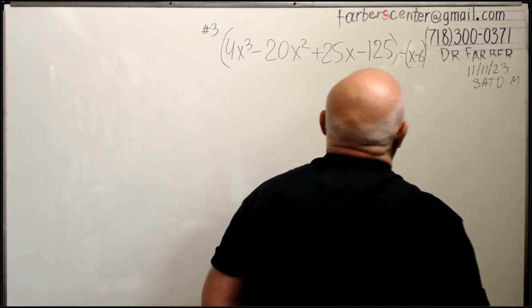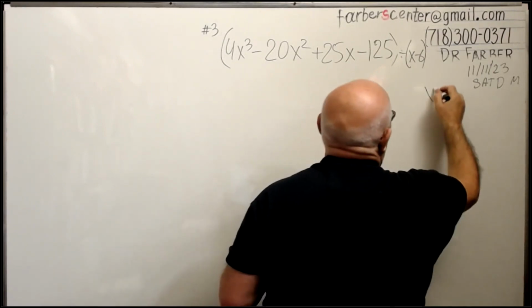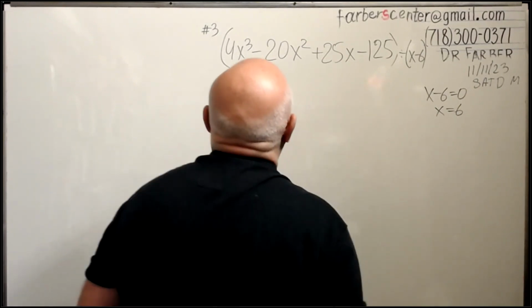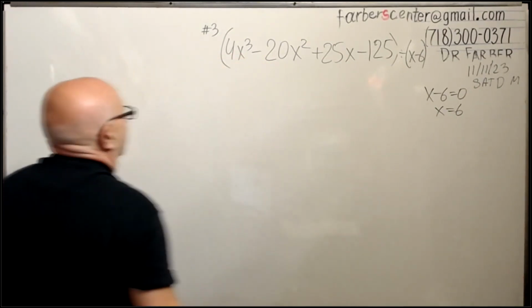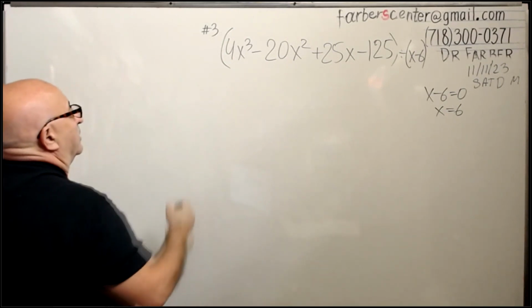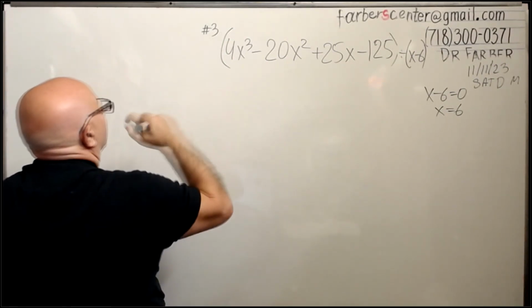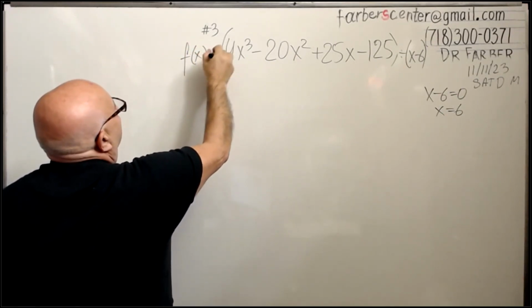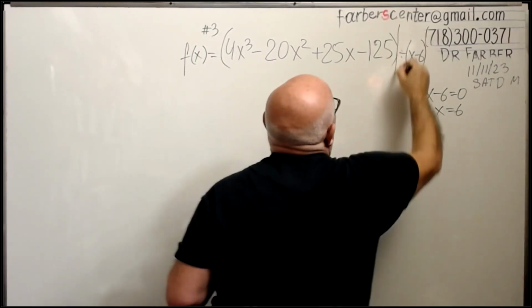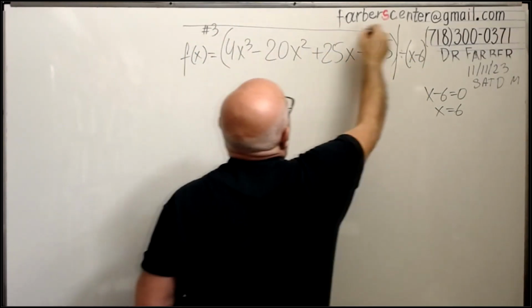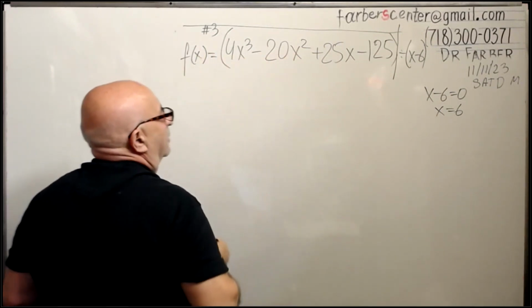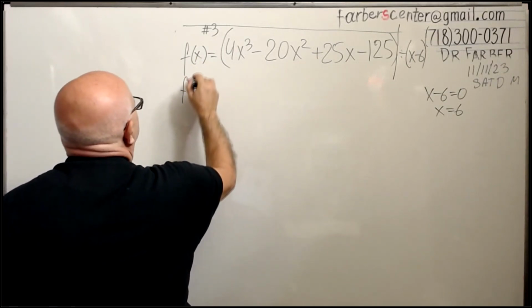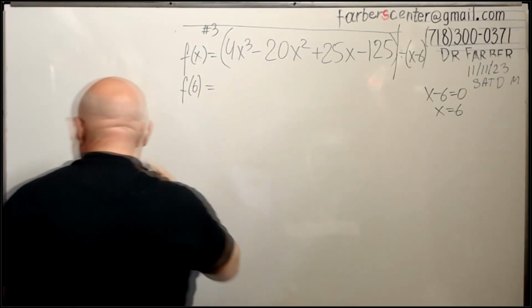So set up factor. x minus 6 equals 0, x equals 6. You can do it now. Now, the first way to find the remainder: use the remainder theorem. Pretend this is my function, function of x, to save time and space. And you have to plug in, per the remainder theorem, 6 instead of x. So far so good.